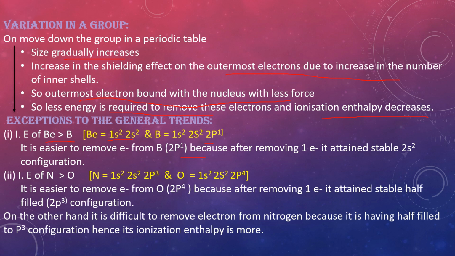Similarly, the ionization enthalpy of nitrogen is greater than that of oxygen because nitrogen has a stable p3 configuration and it is difficult to remove an electron from a stable configuration. On the other hand, oxygen has a 2p4 configuration, and after removing one electron it attains the 2p3 stable configuration. Hence the electron is easily removed and its ionization enthalpy is less.